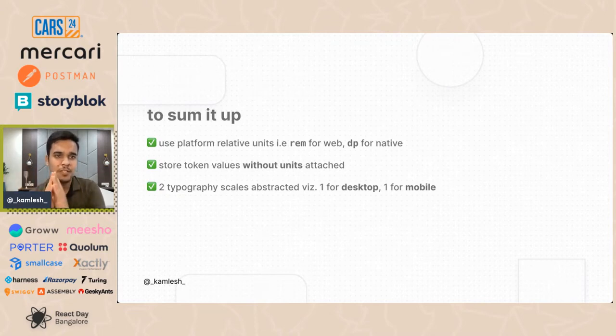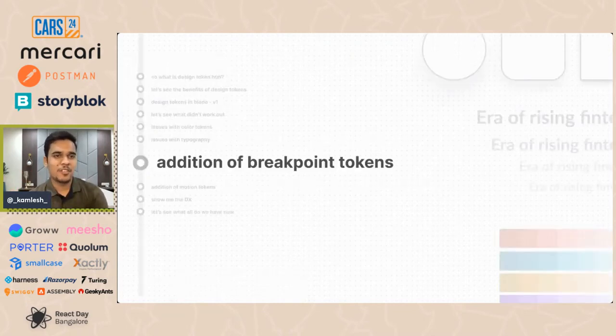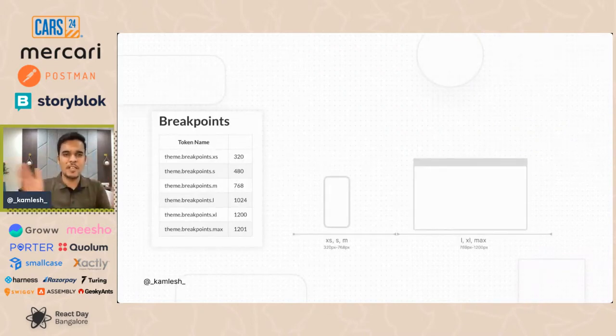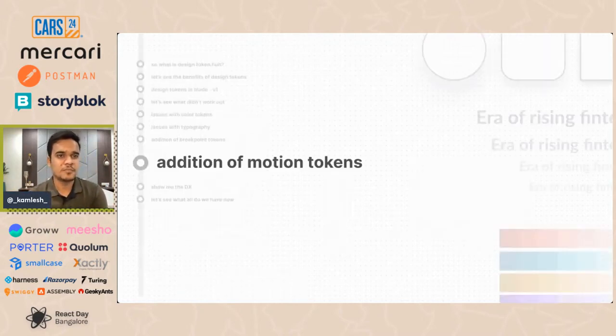We stored token values without units attached. We created two typography scales specifically crafted for desktop as well as mobile devices. Next up, we created breakpoint tokens. Again, this was not present in our previous version, so that helped us define different breakpoints for different devices, so that we can just say, okay, this is a mobile device, this is a desktop device, and we can make all the optimizations and changes or create UIs which are crafted for those specific device screens.